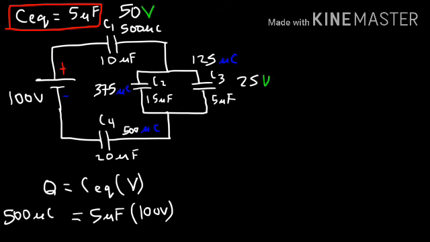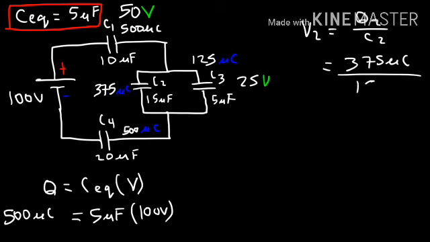Now notice that C2 and C3 are in parallel with each other, which means they should have the same voltage. So to calculate the voltage across C2, it's going to be V2, which is Q2 divided by C2. That's 375 microcoulombs divided by a capacitance of 15 microfarads. So 375 divided by 15 will give us the same voltage of 25 volts.